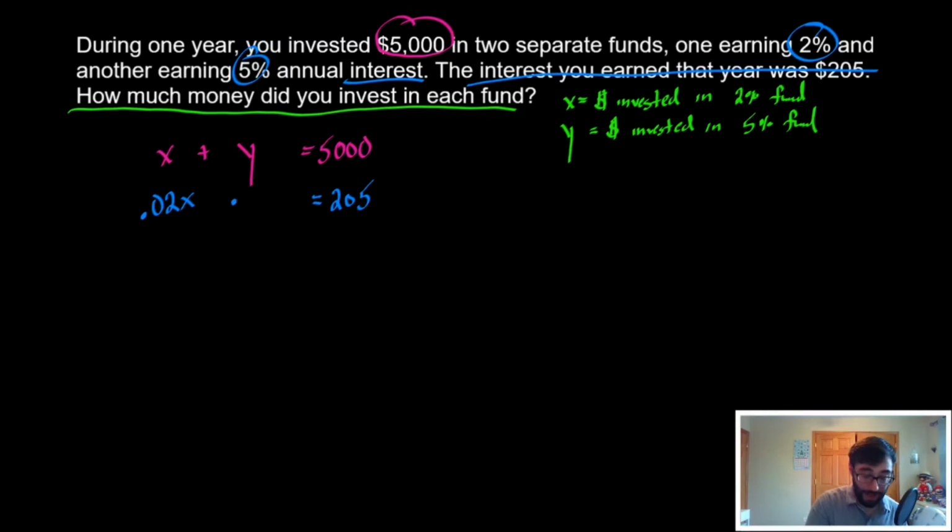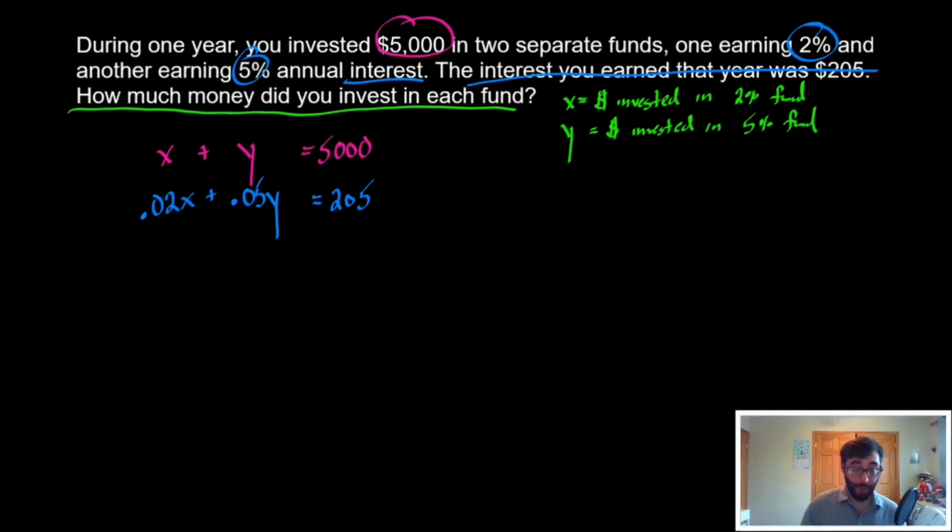And if I take how much money I invested in the 5% fund, which is Y, and multiply it by 5%, which is 0.05, that's going to tell me how much money we earned in the 5% fund. And if I add these two together, that's going to tell me how much money we made total in interest, which is $205. Now, there is a slightly different way of obtaining that information. You can actually add that to the 5,000, but that's going to change this side of the equation here, okay? So I'm going to go ahead and focus on it this way.